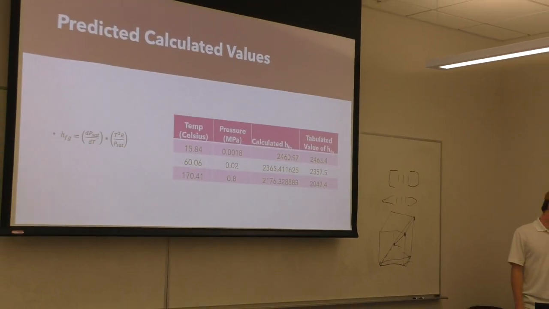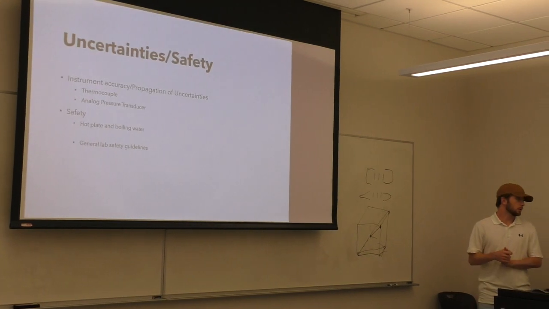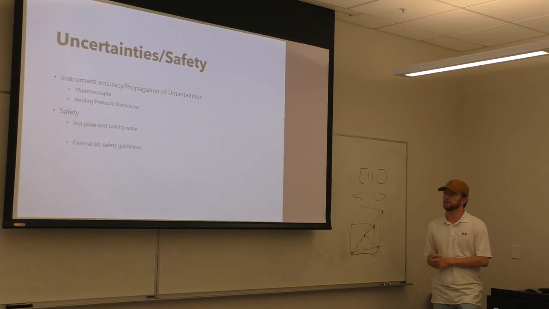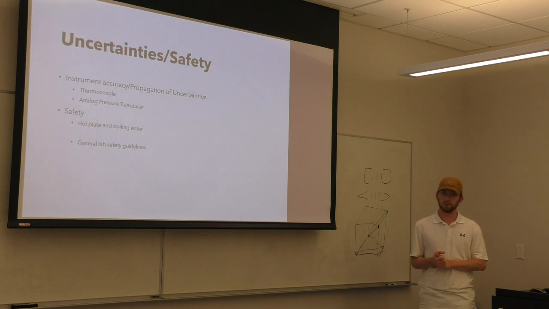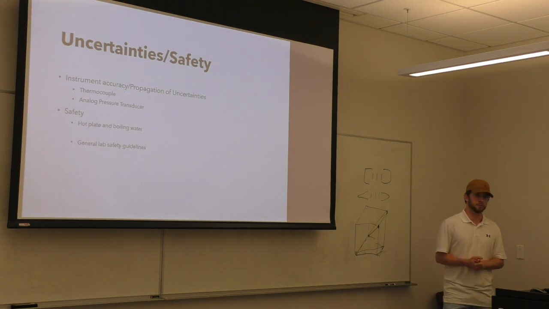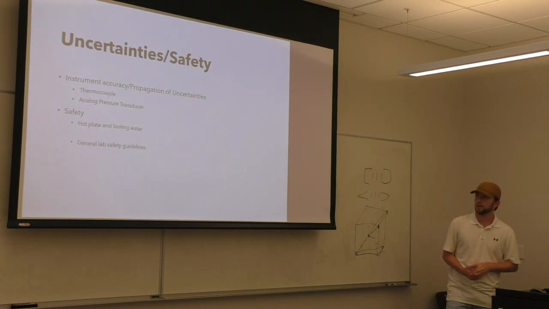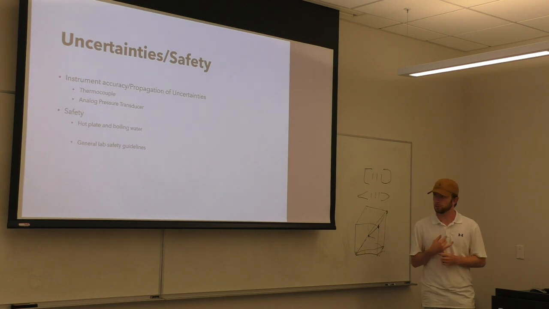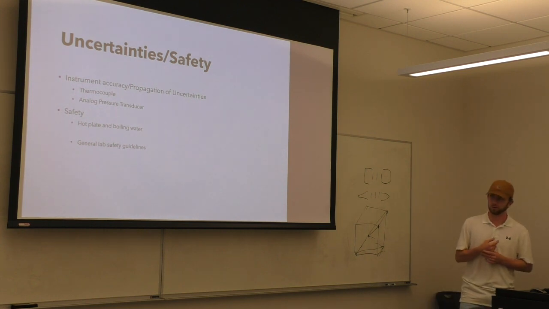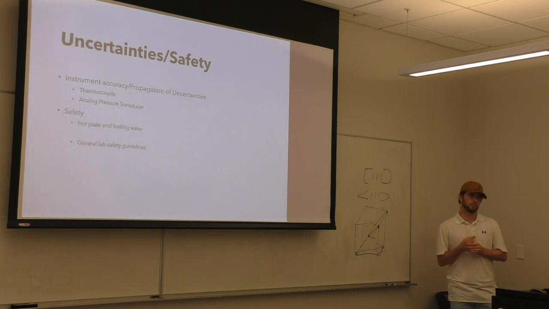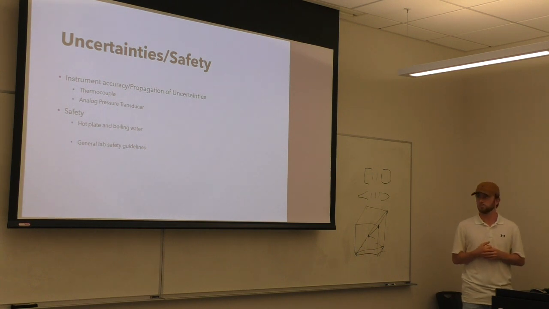Some uncertainties that might come about: there's always uncertainties in the measurement, the instruments used for measuring, and that thermocouple and the analog pressure transducer, and then safety. We're going to be working around hot boiling water on that hot plate, so we've got to be careful around that, and then just general lab safety.